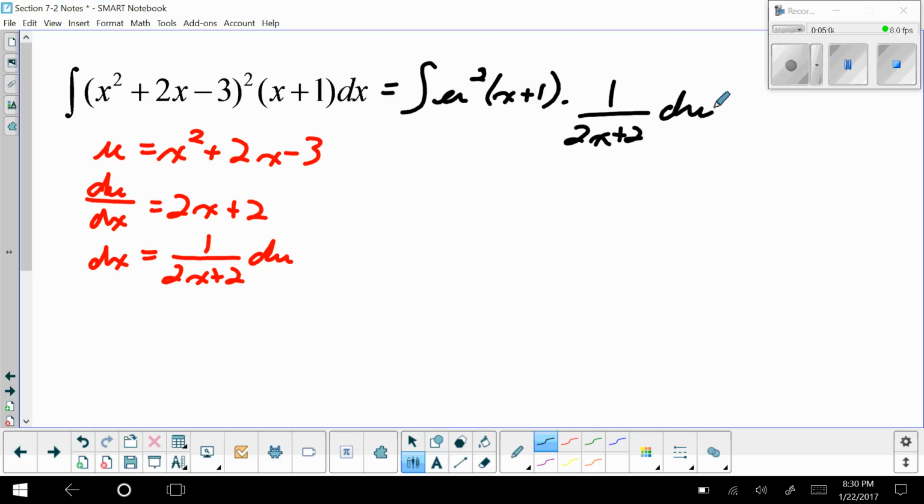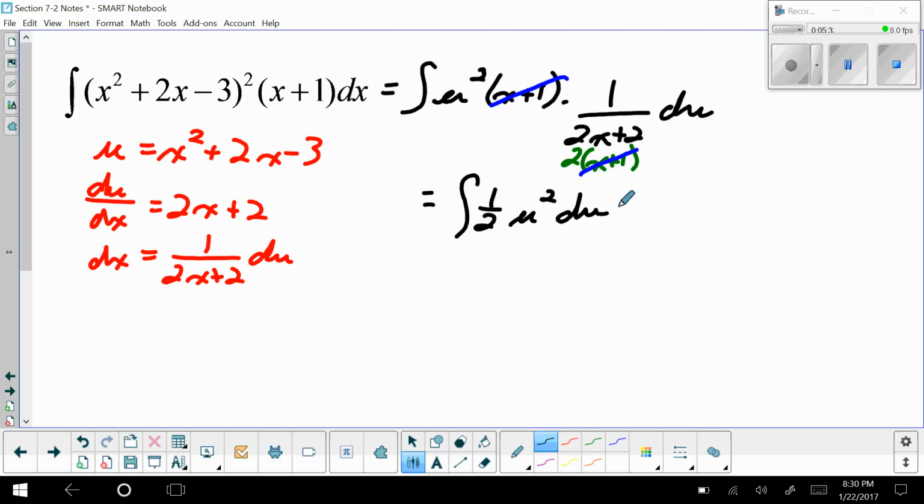Now, at first glance, this doesn't look good because I do still have x's left over here that aren't canceling. But 2x plus 2 is the same as 2 times the quantity x plus 1. And if I do that, the x plus 1's do cancel, and now my x's are all gone, and I just have the integral of 1/2 u squared du.